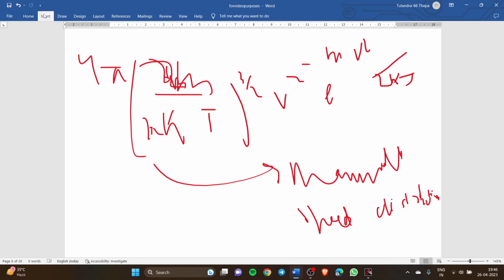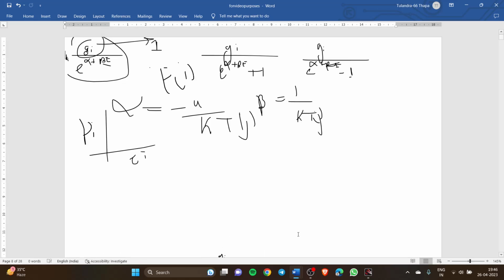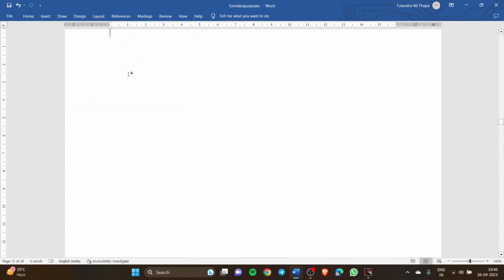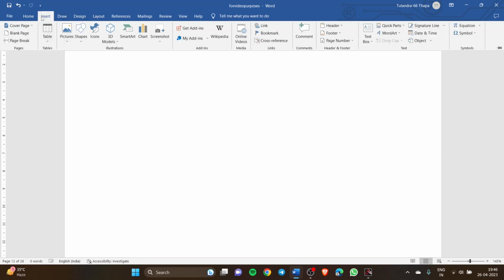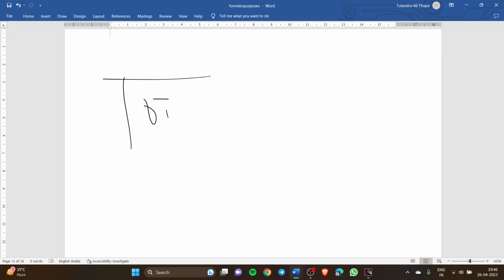Now let us see an example, like I can draw. If I draw, the most probable speed would be, I forgot, 2 kt upon m. RMS speed will be 3 kt upon m, and my scroll doesn't work, so I have to do it manually. And we have under root 8 kt upon pi m as the average speed.